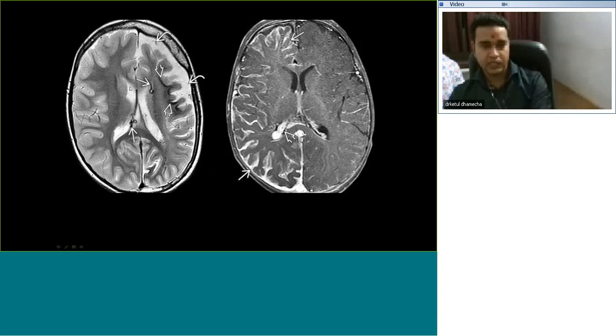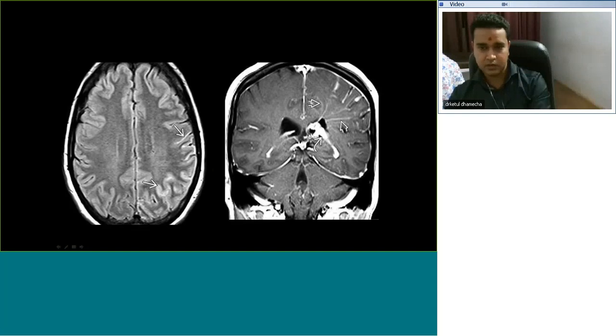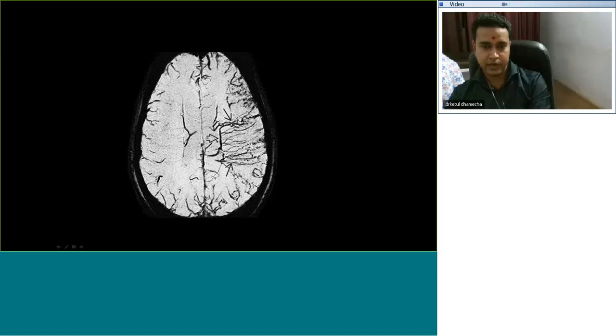Similarly, in the MR, you can see abnormal pial vessels with blooming on the cortex. On the post-contrast, you can see intense enhancement, choroid plexus lesion, intense pial enhancement ipsilaterally. On the gradient image, you can see the primitive vein complex.